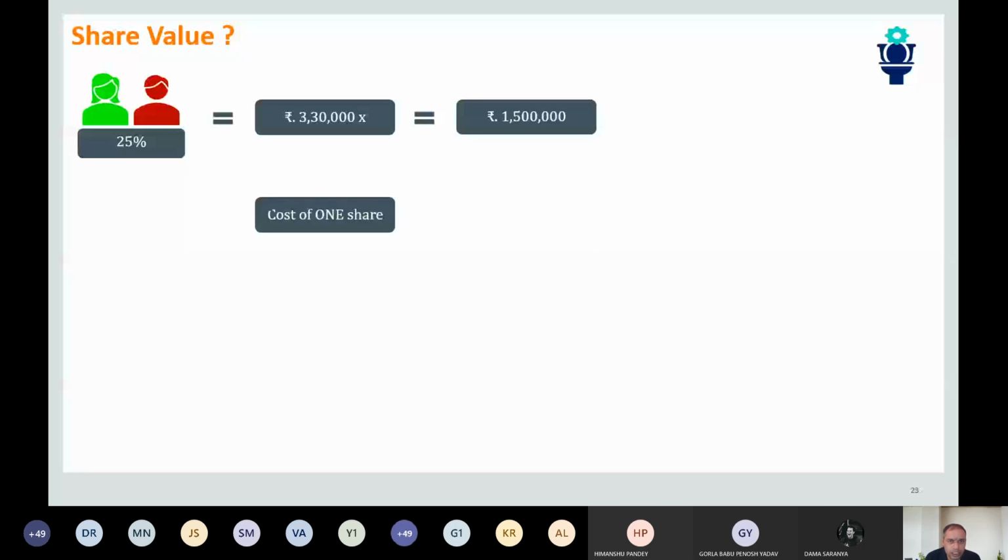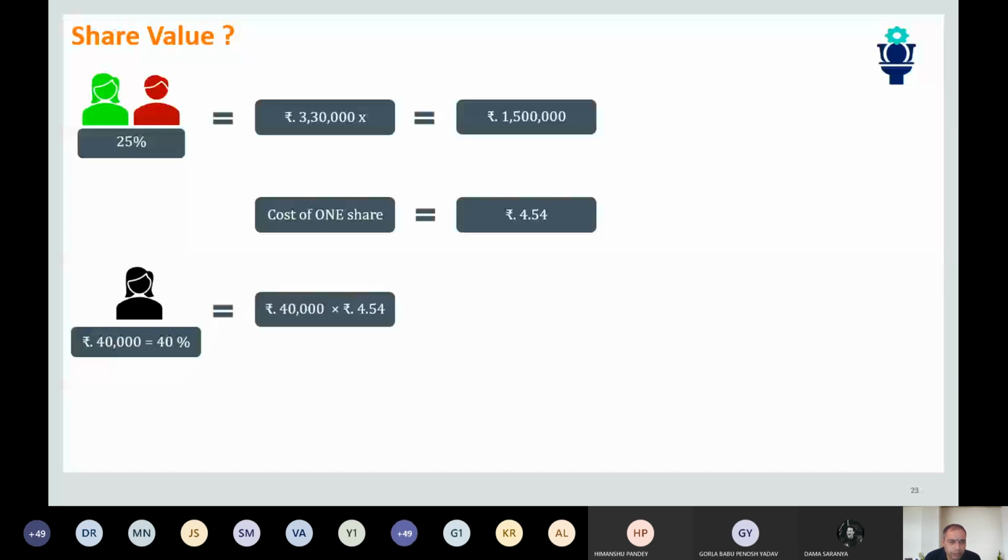Then what is the cost of one share? 15 divided by 3 lakh 30,000 is 4.54, because initially your share value was only 4 rupees. One share is now 4.54. From 4 it came to 4.54. So for 40 percent, how much will you get? You have 40,000 worth of shares, so 40,000 into 4.54, you will get a profit of 1 lakh 81,600.